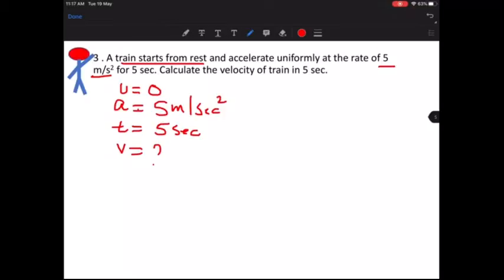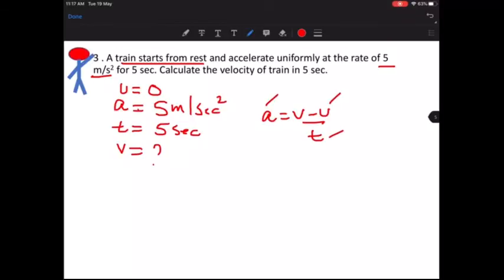You will use the formula of A is equal to V minus U upon T. Do you know A? Yes. You know U? Yes, it is 0. Do you know time? Yes. You only have to calculate your V. So isn't it simple? Just calculate along with me.